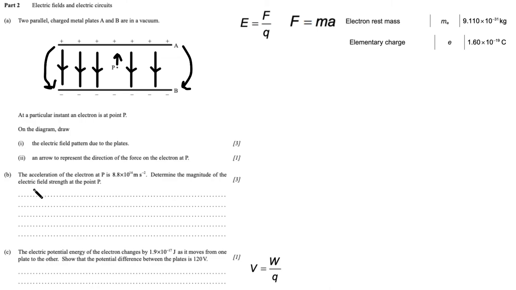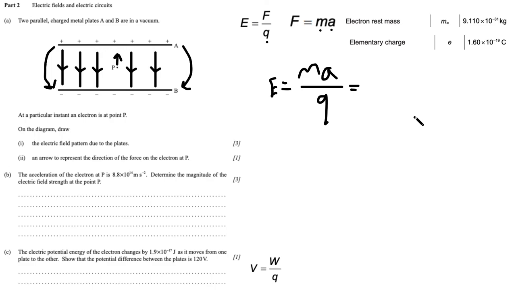Okay, so the acceleration of the electron P is 8.8 times 10 to the 14 meters per second squared. Determine the magnitude of the electric field strength at point P. Okay, so what we know is the mass of the electron, we know the acceleration, and then we know the charge. So actually we can solve for it. So we can combine these two equations. So E is equal to ma over q. We know these three things.